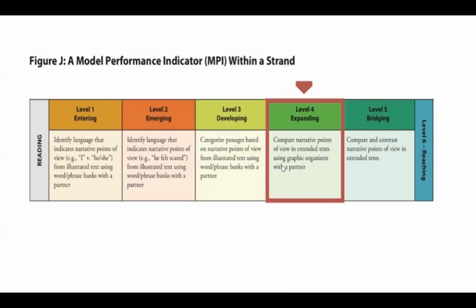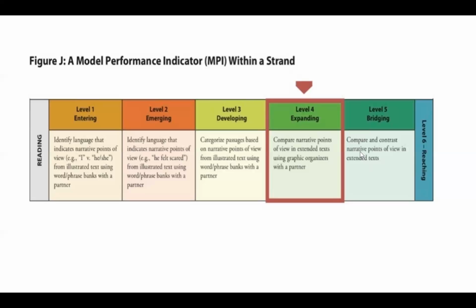We have the three parts of the MPI right here. The language we're going to use is compare, and the content, which is related to the standard, is the narrative points of view in extended text. And the support that the student is given is using graphic organizers with a partner. When we move up to level 5, we're going to see that that support is no longer there, because WIDA recognizes that students from level 1 to level 4 need that support. But at level 5, that support is no longer needed.